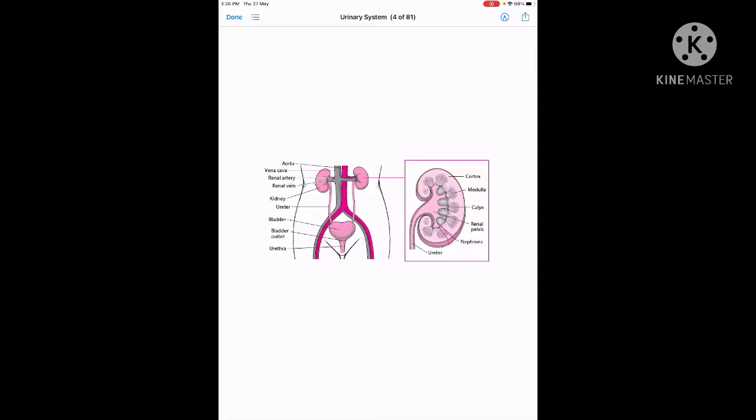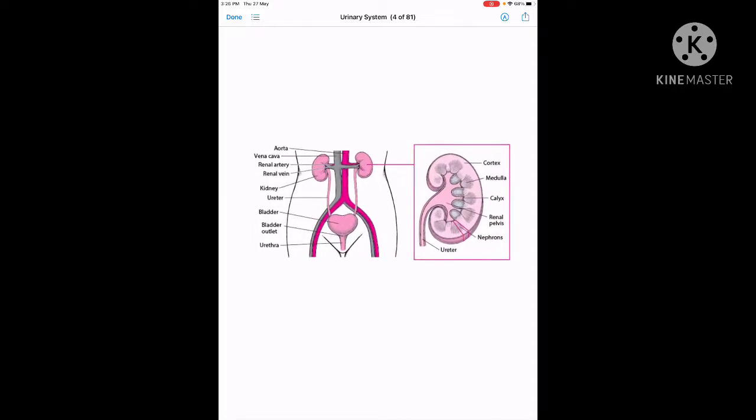I have been asked for a revision over the excretory system, particularly the kidney and the urinary system. I would like to summarize it in 3 diagrams, because it's a complicated topic and I would like to simplify it as much as possible using diagrams. Now that's the first diagram for the urinary system.